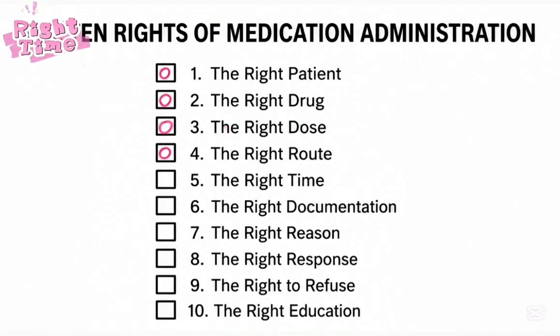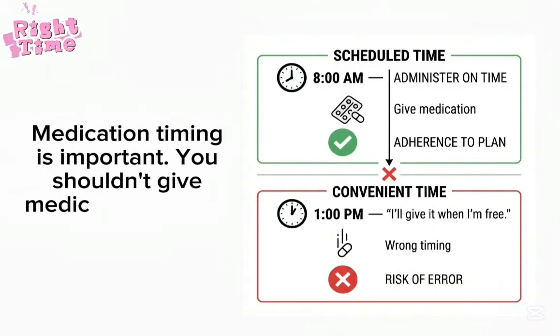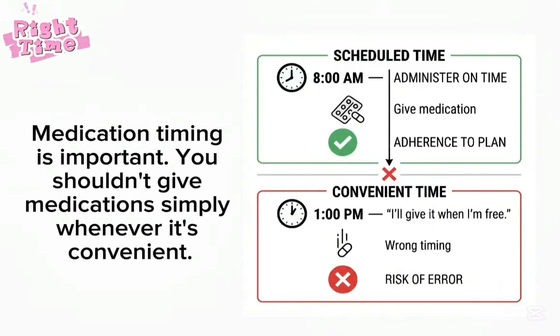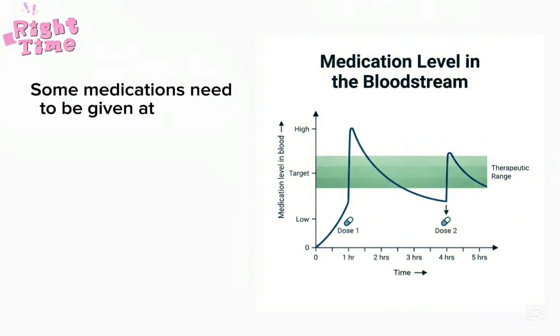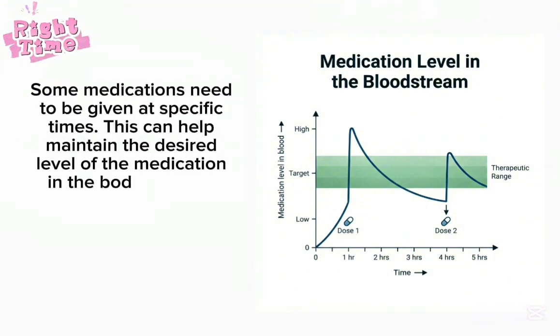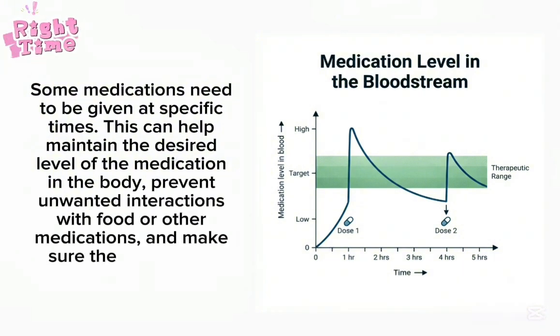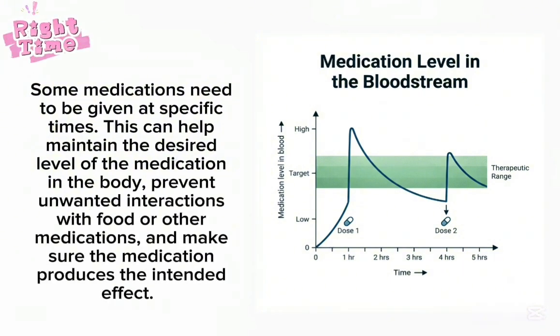The fifth right is the right time. Medication timing is important and should never be decided by convenience. Some medications need to be given at specific times to maintain a desired level of medication in the body, to avoid drug interactions, and to achieve the intended effect the medication was designed to achieve.